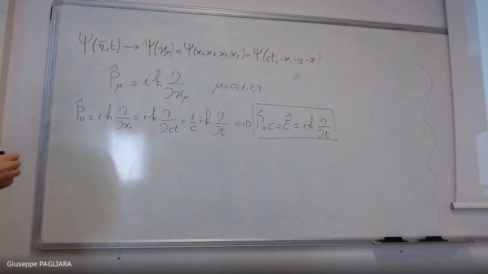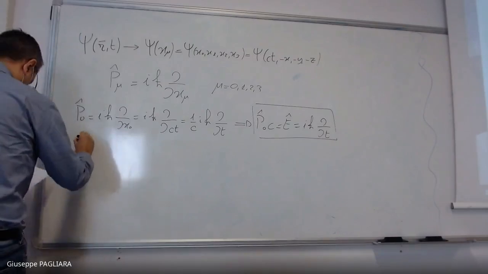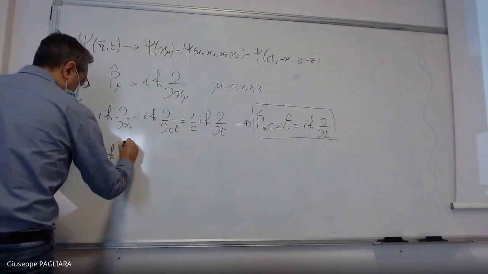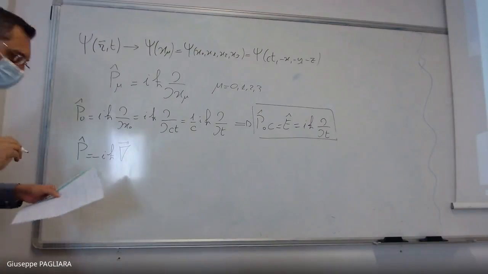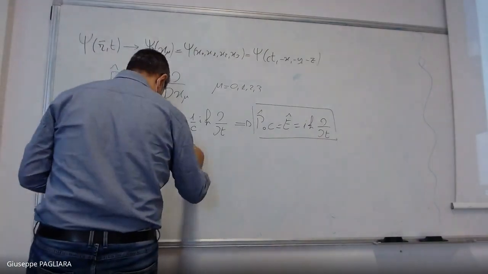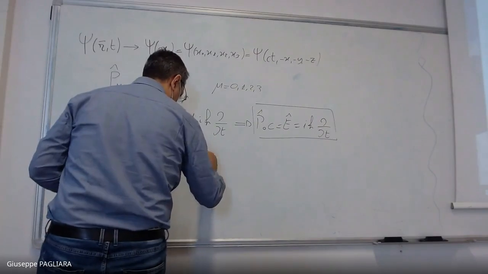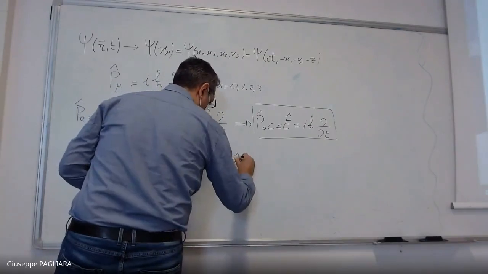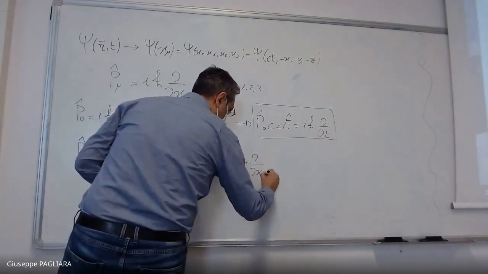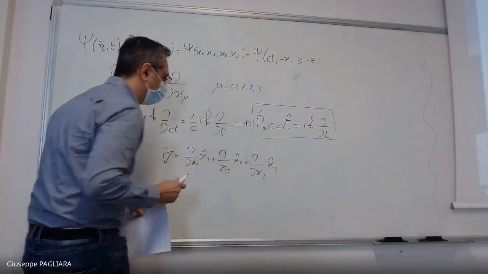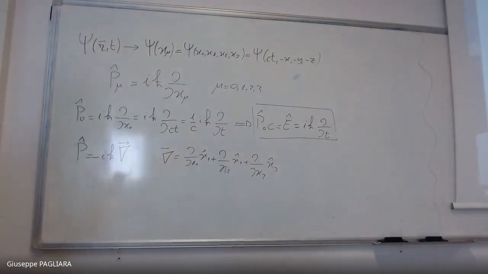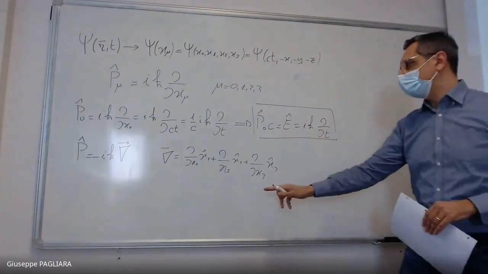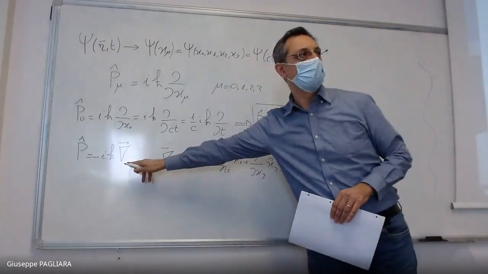What about the spatial components? Of course the spatial components are given by minus iħ ∇, the nabla vector that I guess you know already, which is nothing else than ∂/∂x1 in the direction of x1 plus ∂/∂x2 in the direction of x2 plus ∂/∂x3 in the direction of x3. So essentially here we have the time derivative in the energy operator, and the three spatial derivatives, as usual, for the momentum operator.